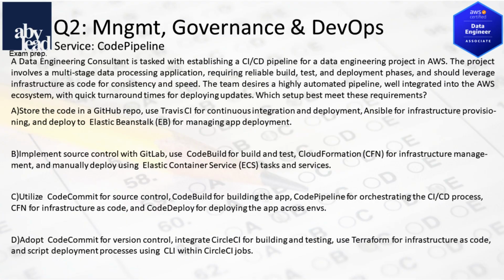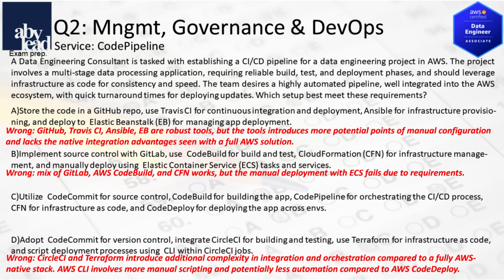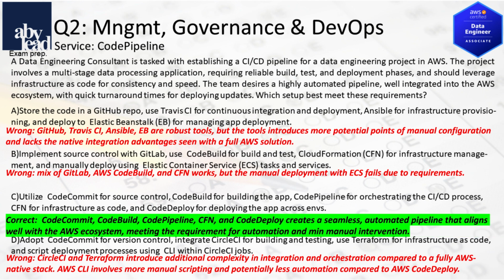Question 2. You are tasked to establish an AWS CI/CD pipeline with infrastructure as code and 3 stages. GitHub, Travis CI, Ansible, and Elastic Beanstalk together aren't AWS integrated and require manual configuration. An AWS solution with GitLab, CodeBuild, and CloudFormation means manual ECS deployment. The same is true with manual AWS CLI scripting for CircleCI and Terraform. You best use CloudFormation and all 4 AWS DevOps services as pipeline.